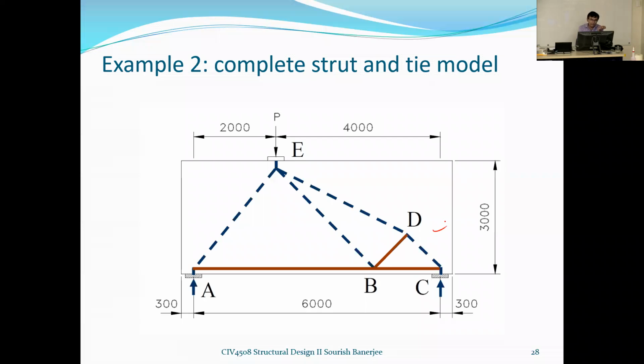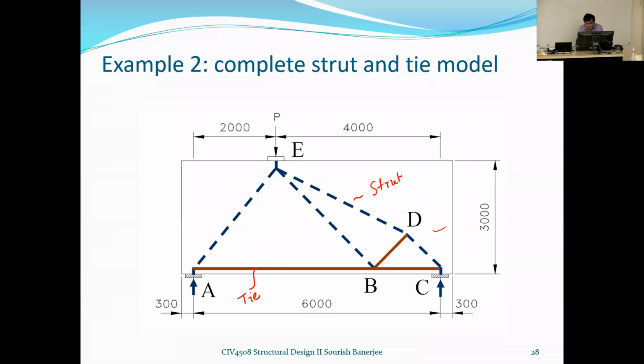All the dotted lines are the struts. Remember, the dotted lines, whatever we are showing, they are the compression members. So they are the struts. And this is the tension member, the tie, because this is a solid line. So the tie is represented by the solid lines and the struts are represented by dotted lines.